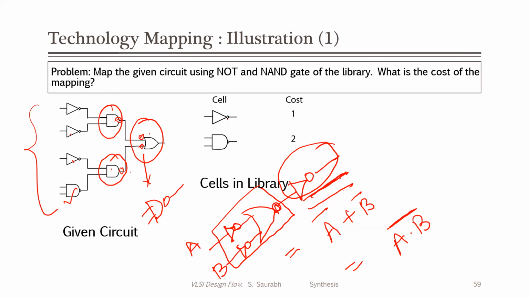So what will be the total cost? The total cost will be 1 plus 1 plus 1, 3, right? And 1, 2, 3, 4, four NAND gates, and each has a cost of 2, right? So it will be 8 plus 3, that is 11, right? So 11 will be the total cost, right?